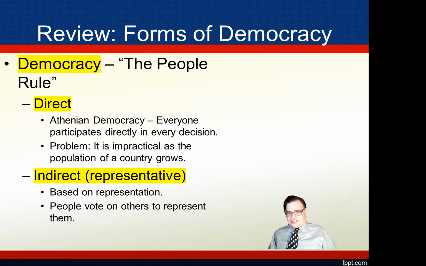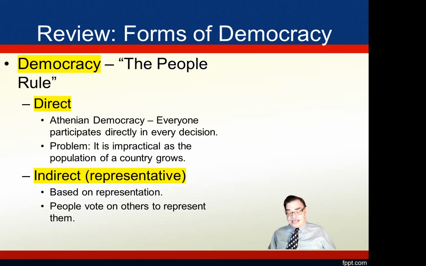So let's kind of review the two terms, see if we can get an understanding of the differences. A democracy means rule by the people. In a direct democracy or an Athenian democracy, because it goes back to Athens, Greece, everyone participates directly in every decision. But there's a problem with that. As a country grows, it becomes impractical for 360 million people to make a decision all at the same time. It's not going to happen.